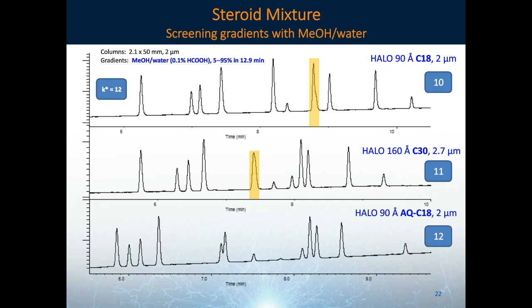And then looking at the C18 compared to the AQ C18 on the bottom, you can see the retention is greater on Halo C18 for the beginning part of the chromatogram, and actually throughout the whole chromatogram compared to the AQ C18.